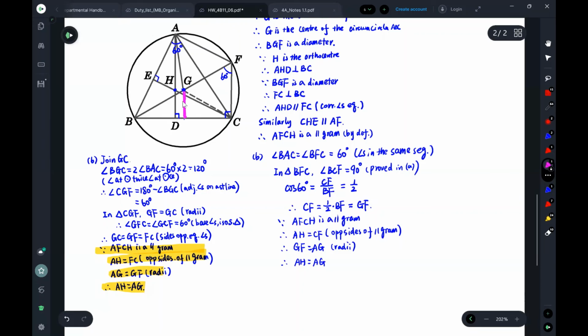So that is what I think. So what I mean is that the line connecting GC is not completely necessary, but to realize that AG is one of the radius is crucial, in my opinion. What do you say? Let me know.